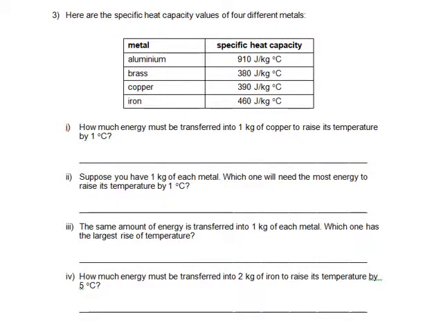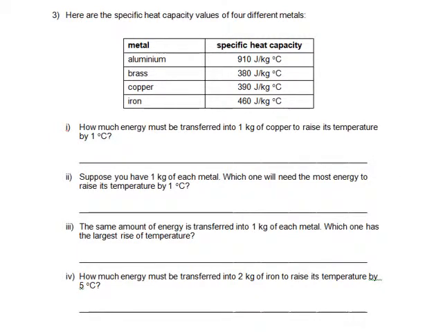So again, some more questions. 3II, 3II, and 3IB. Okay. So here are the specific heat capacity values for 4 different metals. Let's see if you can work through these particular problems by yourself, and then come back if you think you've got the answer and see if you're right.